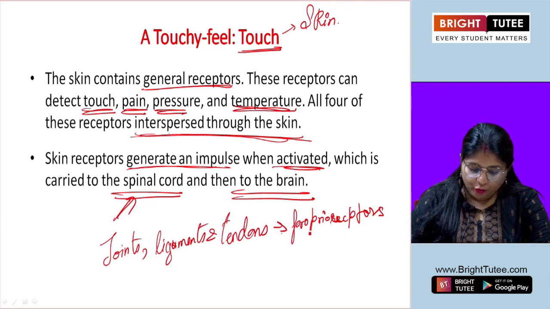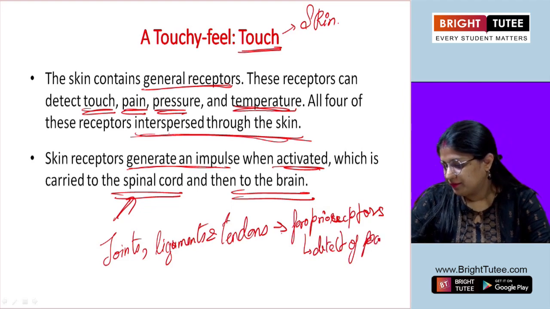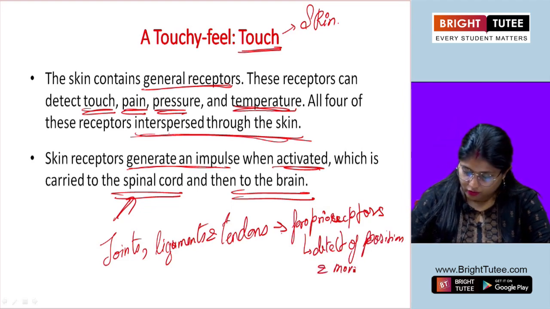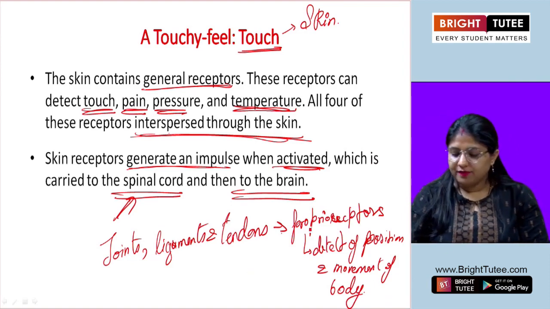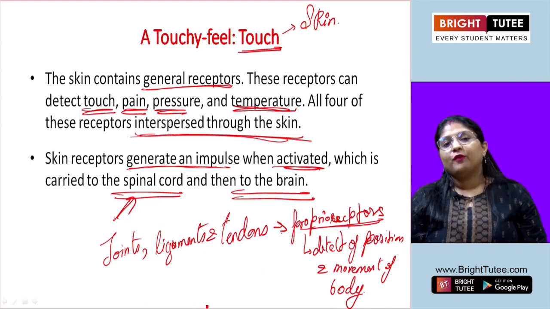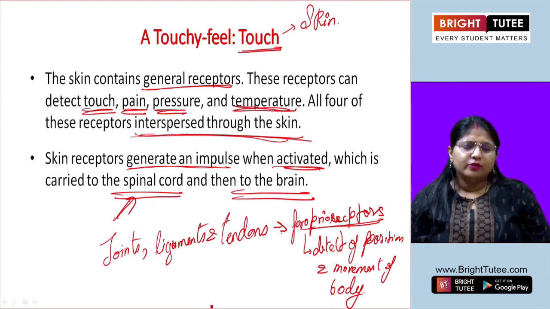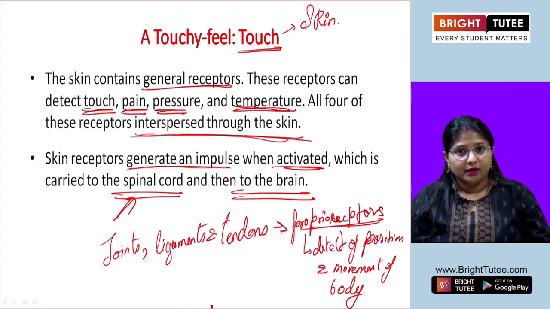the brain. The proprioceptors are the ones which help in detection of position and movement of the body, right? So apart from skin, there are other tissues also which have certain receptors and which provide information about the environment, about the position of the body to the brain, right?